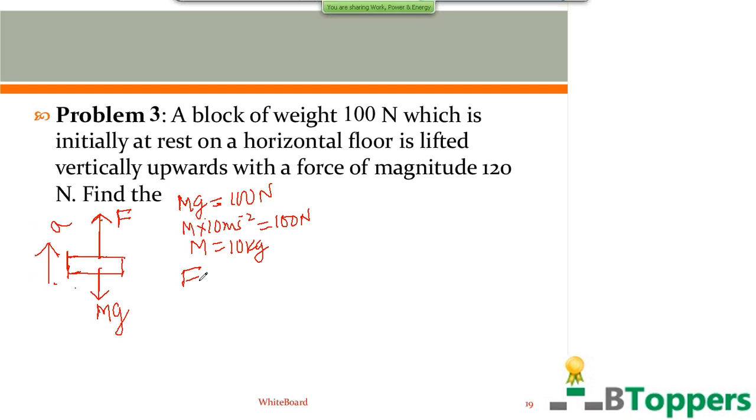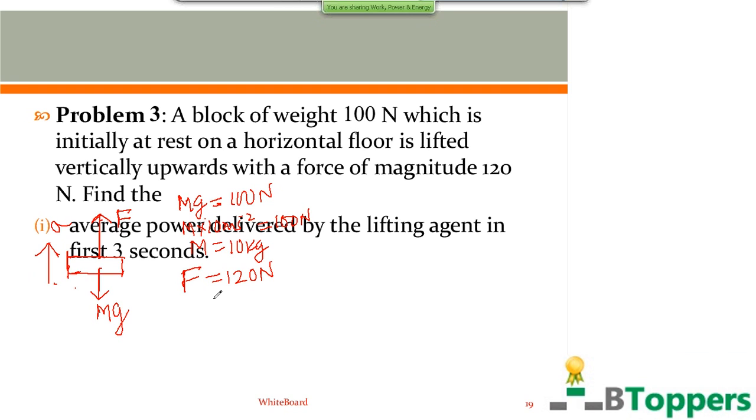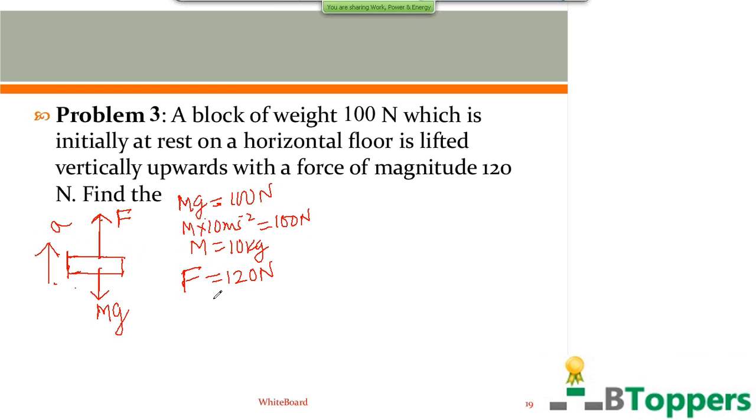Now the constant force applied on the block in the vertical upward direction is given by capital F equal to 120 newtons. So only two external forces act on the block in opposite directions. In the first part of the question, you are asked to find the average power delivered by the lifting agent for the first 3 seconds. So you have to find the average power for the first 3 seconds. For that you have to find the displacement covered in the first 3 seconds.